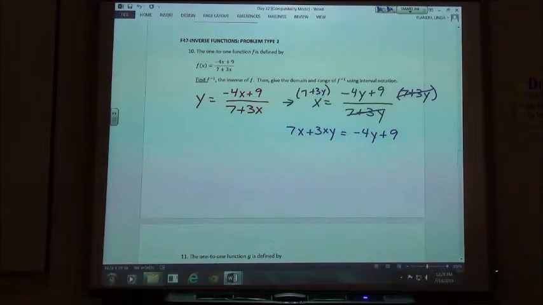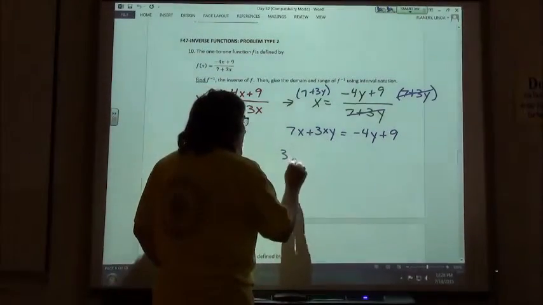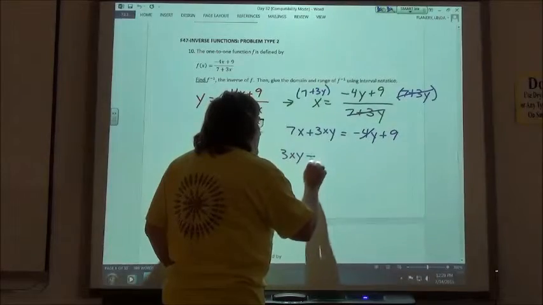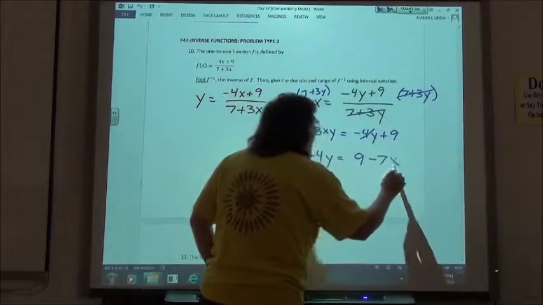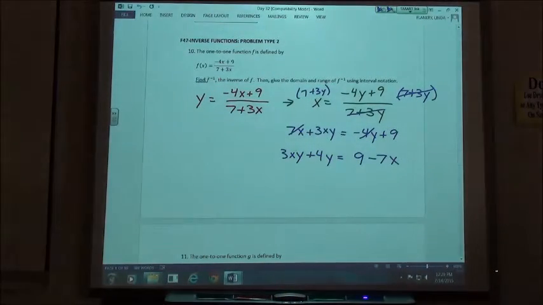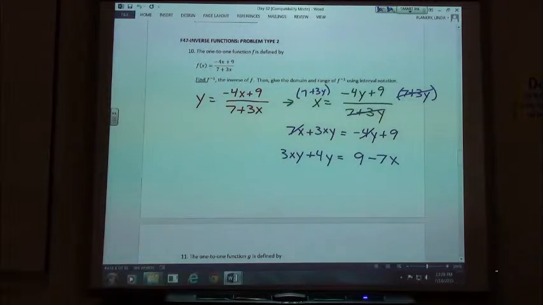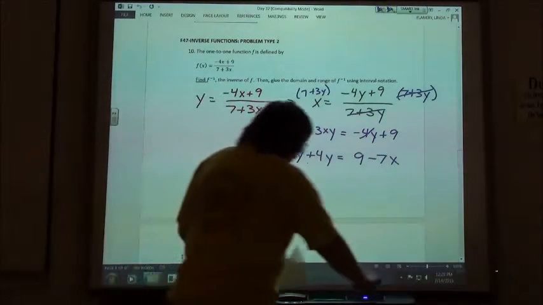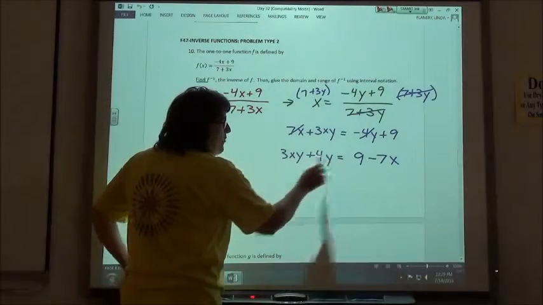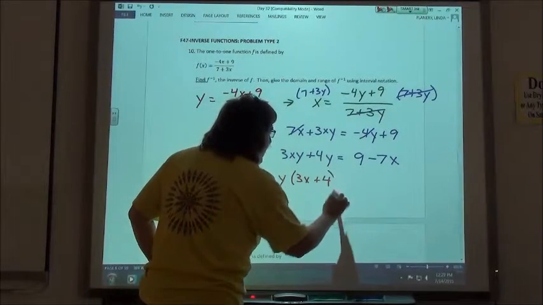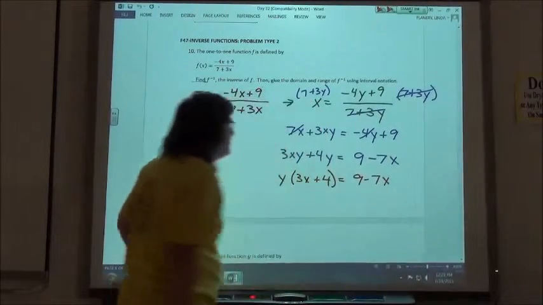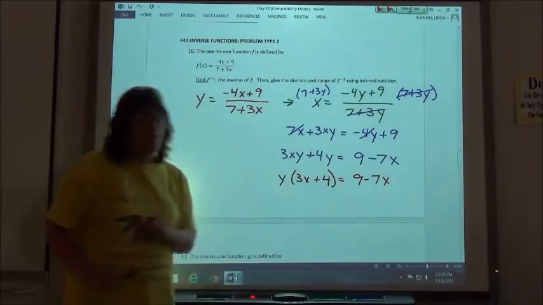Since I want to solve it for y, I want my y's on one side. I'm going to move them to the left. Anything without a y on the other side. So I'm going to leave the 3xy. I'm going to add the 4y to move it over. I'm going to leave the 9 and I'm going to subtract the 7x to move that over. So anything with a y on one side, anything without a y on the other side, so that I can go ahead and factor the y out of those two terms. So y times 3x plus 4 equals 9 minus 7x. So just taking the y out of each of those.